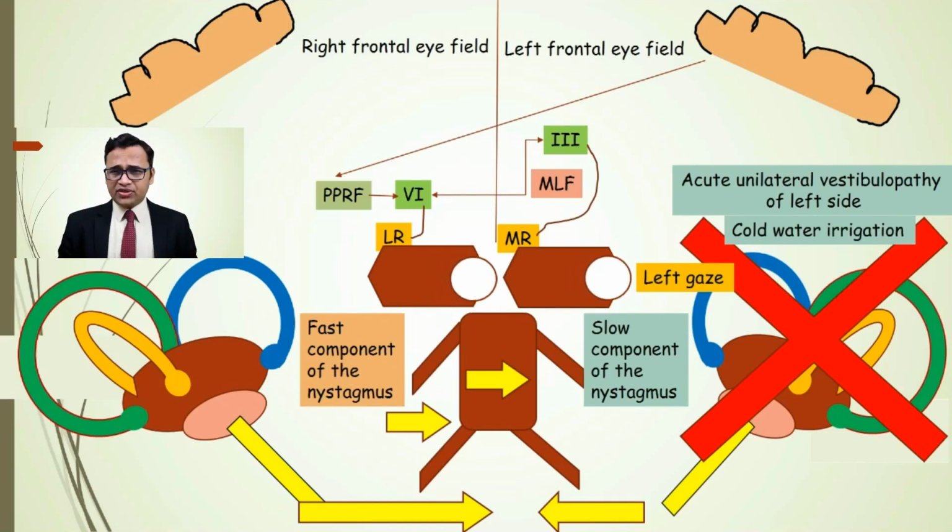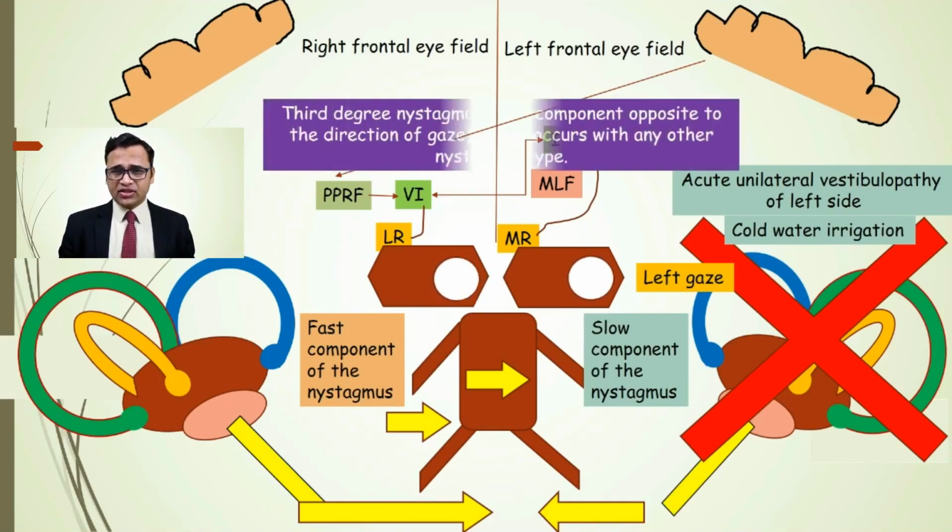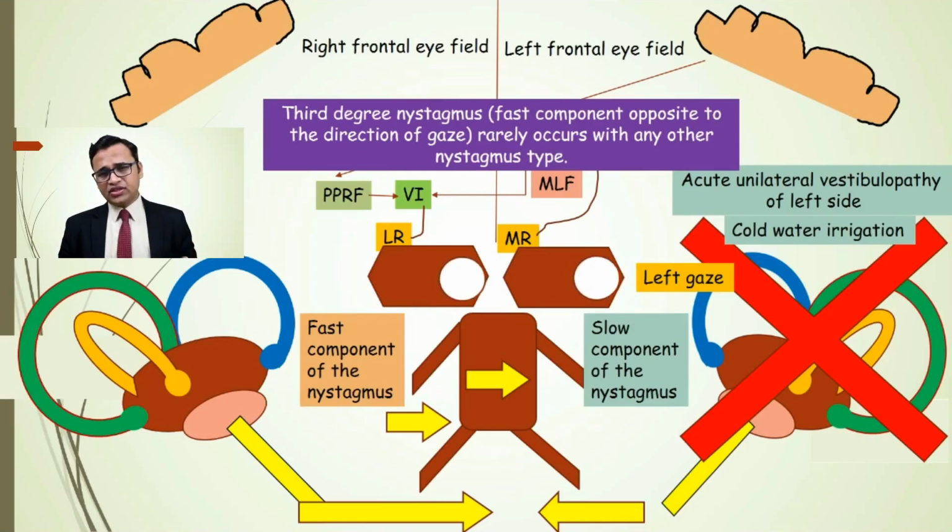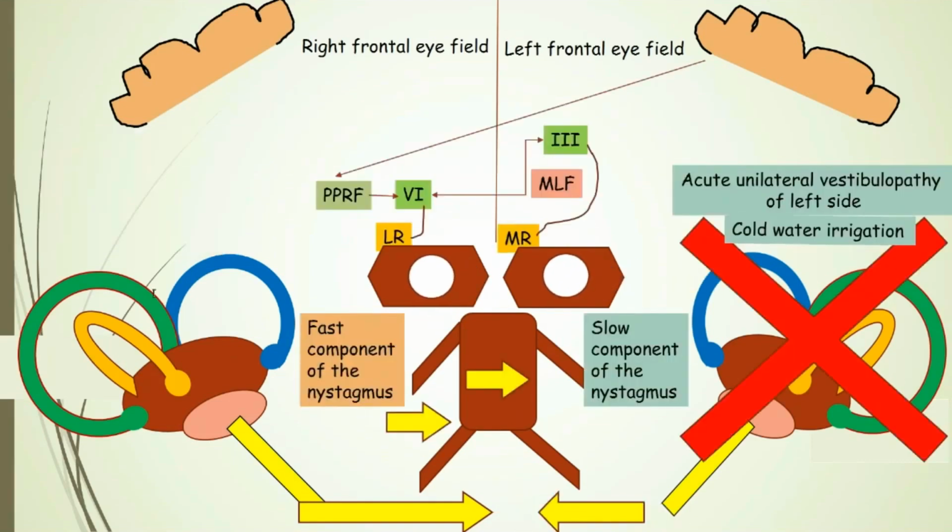Now let us see what happens when the patient is asked to look on the left side, that is towards the side of vestibular dysfunction. Again the same thing happens. The slow component of the nystagmus remains towards the left side and the fast component remains towards the right side. This is called as third degree nystagmus, that is fast component opposite to the direction of gaze, which rarely occurs with any other nystagmus types.